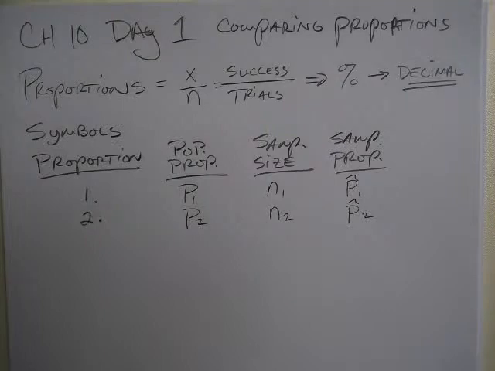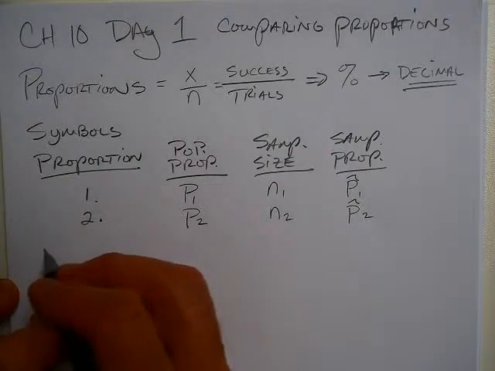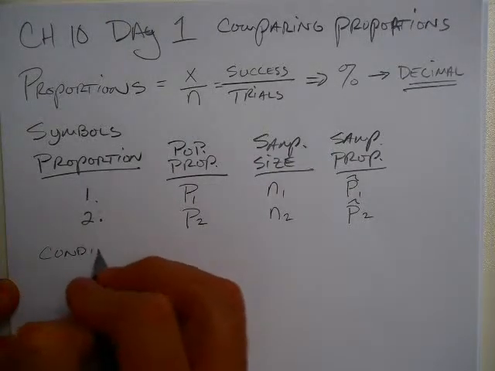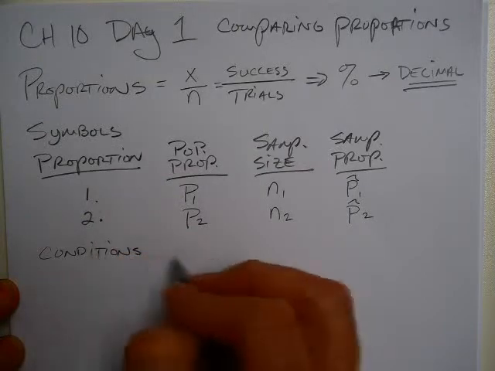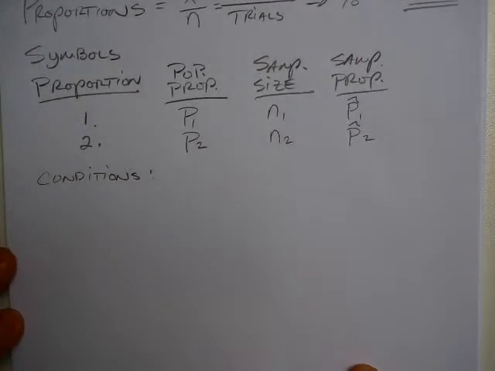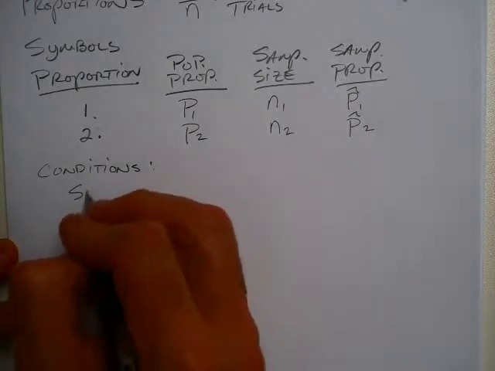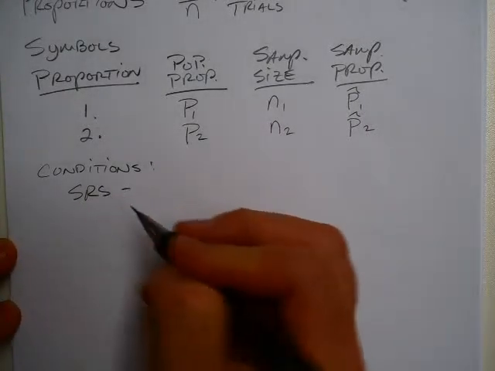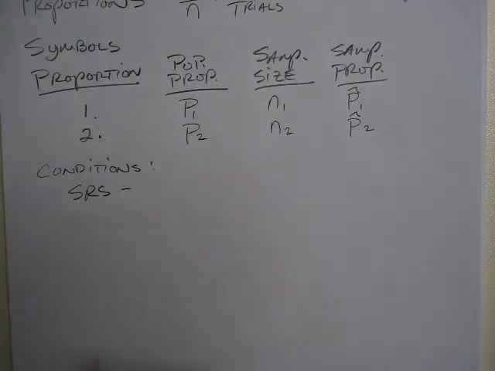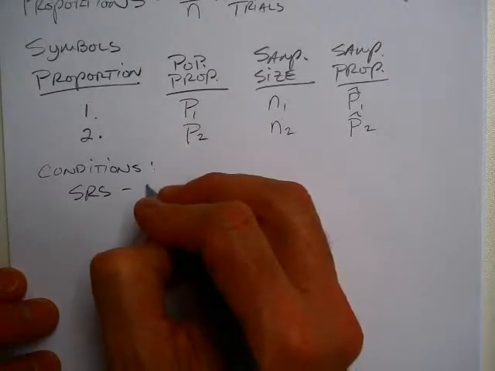I probably ought to say that the second semester is all about conditions, really, because that's the big part of this. The calculation's fairly simple, especially if you cheat and use the calculator, which I totally support. The conditions are what they've always been for proportions. Is it an SRS? But now both samples have to be an SRS. So both samples can be viewed as SRS from their respective population.